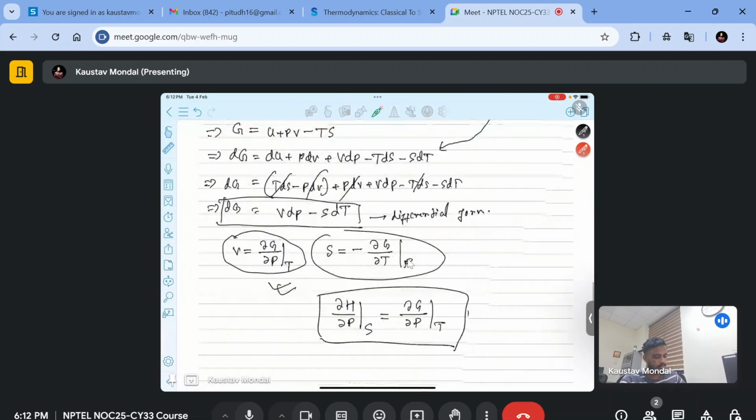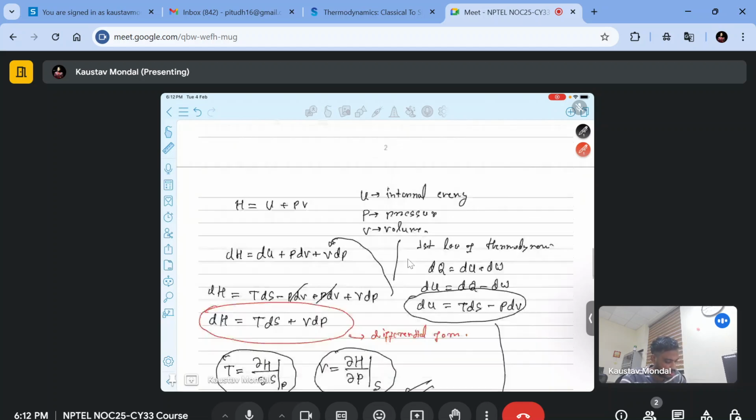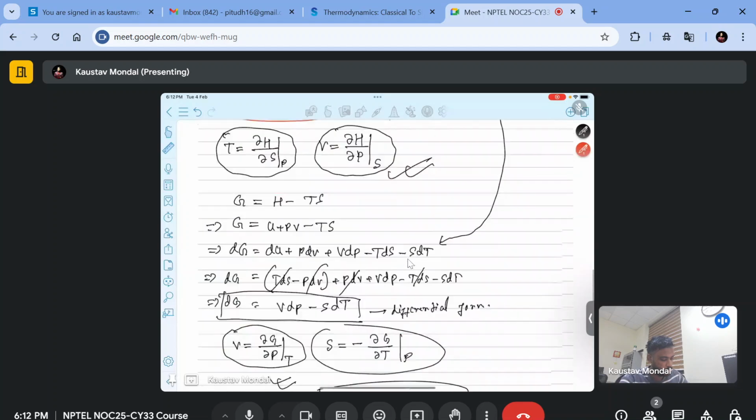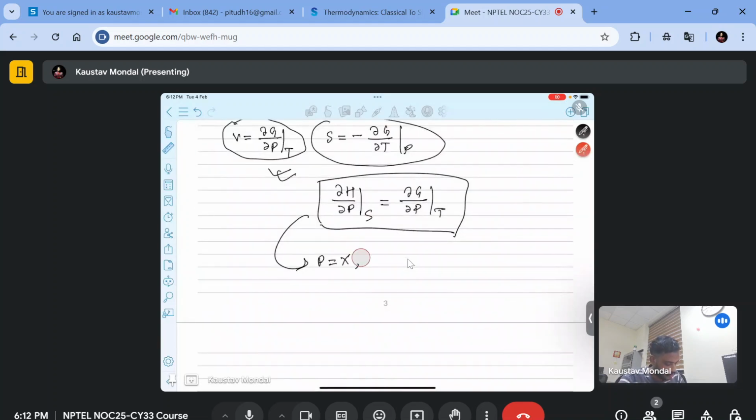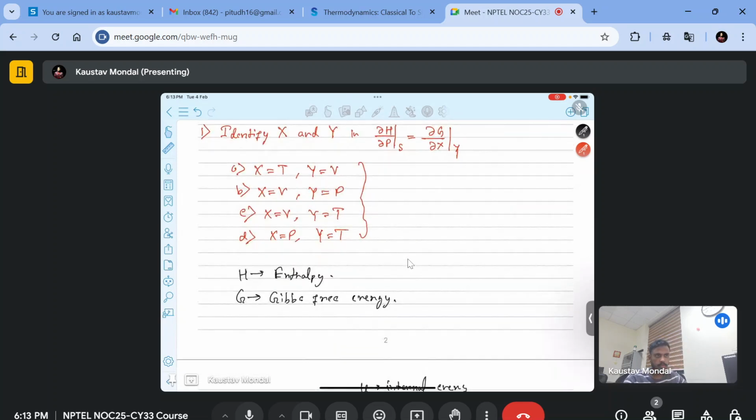Now from our results you can see del H del P at constant S is equal to del G del P at constant T. So if we compare it with the question, X will be equal to P and Y will be equal to T. So this is our final answer, right? If we check our answer, the correct answer will be X equal to P and Y equal to T. This will be the correct answer, right?